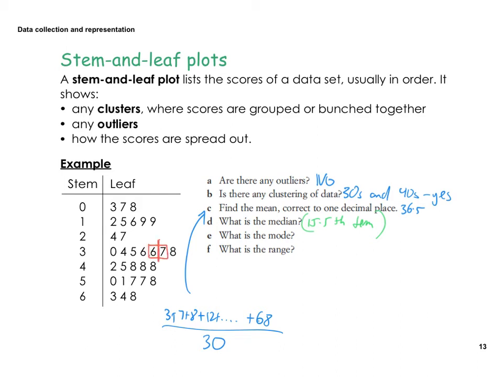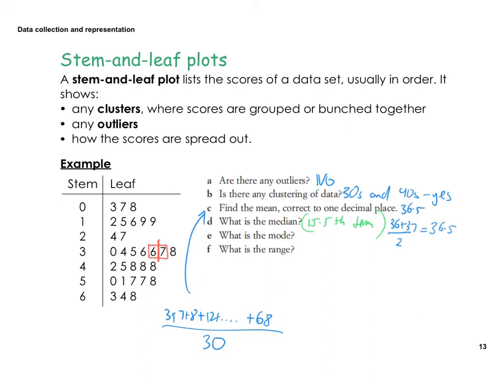We can double check that by going backwards as well. 1, 2, 3, 4, 5, 6, 7, 8, 9, 10, 11, 12, 13, 14, 15, 15.5. So yes, between 36 and 37 is definitely my middle, which is going to be 36.5. Okay, so 36 plus 37 over 2, which is 36.5.